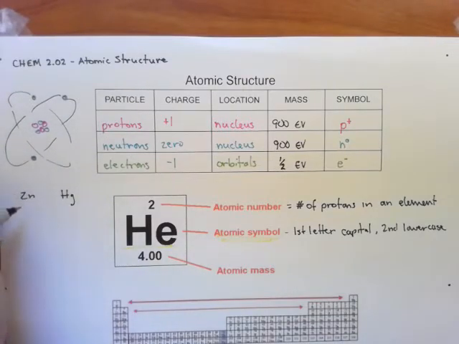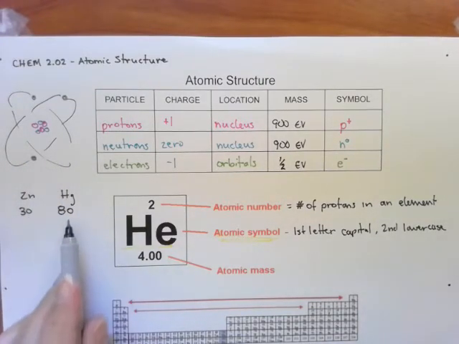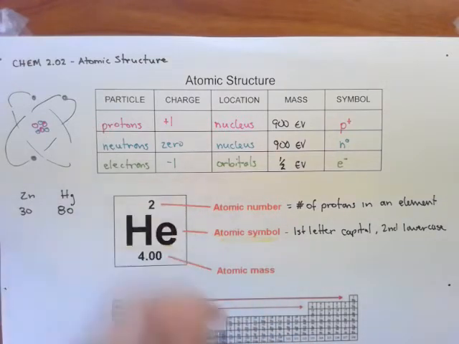The atomic number for zinc is 30, and the atomic number for mercury is 80. That means that zinc has 30 protons in the nucleus, and mercury has 80 protons in the nucleus. So you can see we have quite a difference in numbers of protons. In fact, we have 118 elements on our periodic table. So if you look below, that last block is 118.